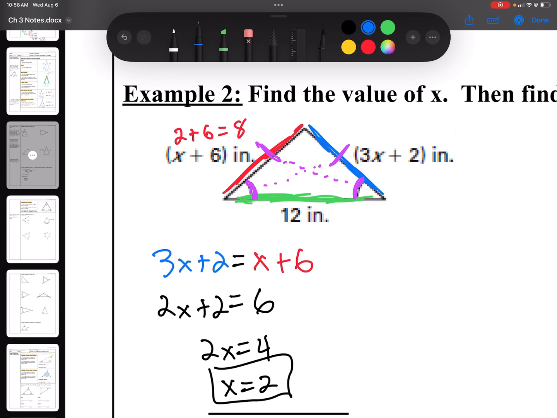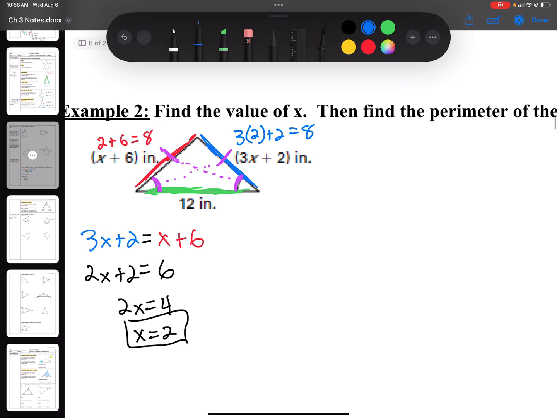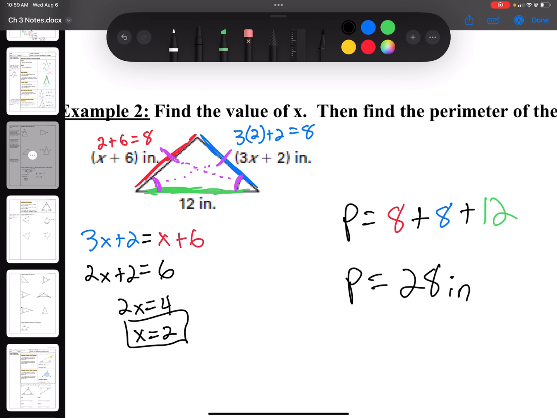And I can also plug it in here, and that will also give me 8. So now to find the perimeter, all I need to do is add together all 3 sides of this triangle, and I will get the one side is 8, the red side is 8, the blue side is 8, and the green side is 12. All I need to do now is add those together, and I will get an answer. The perimeter is 28 inches.